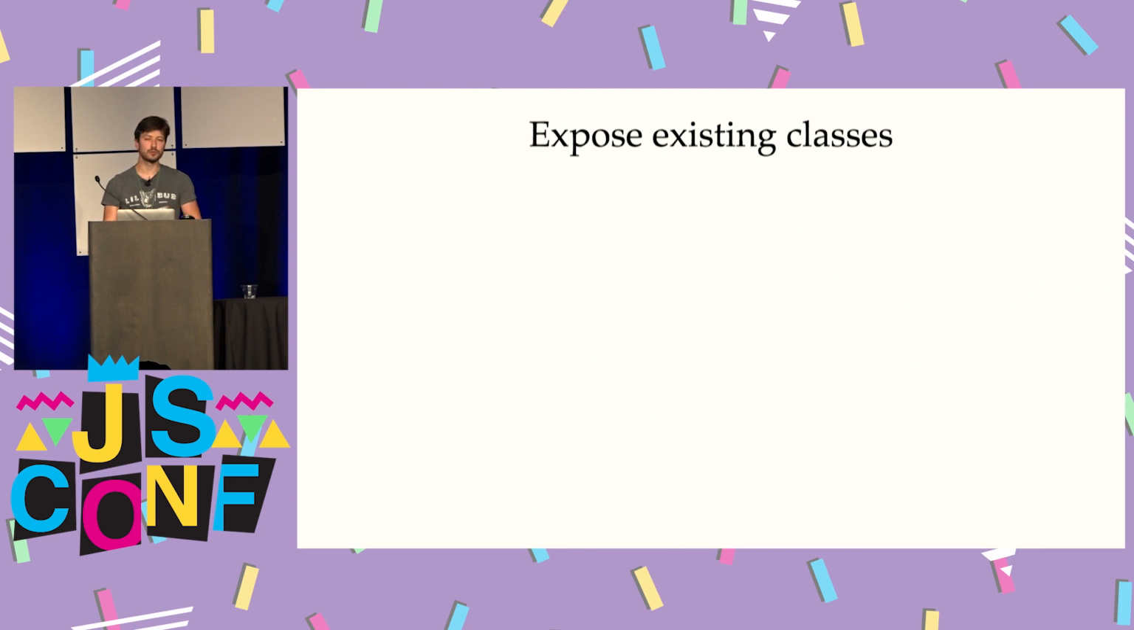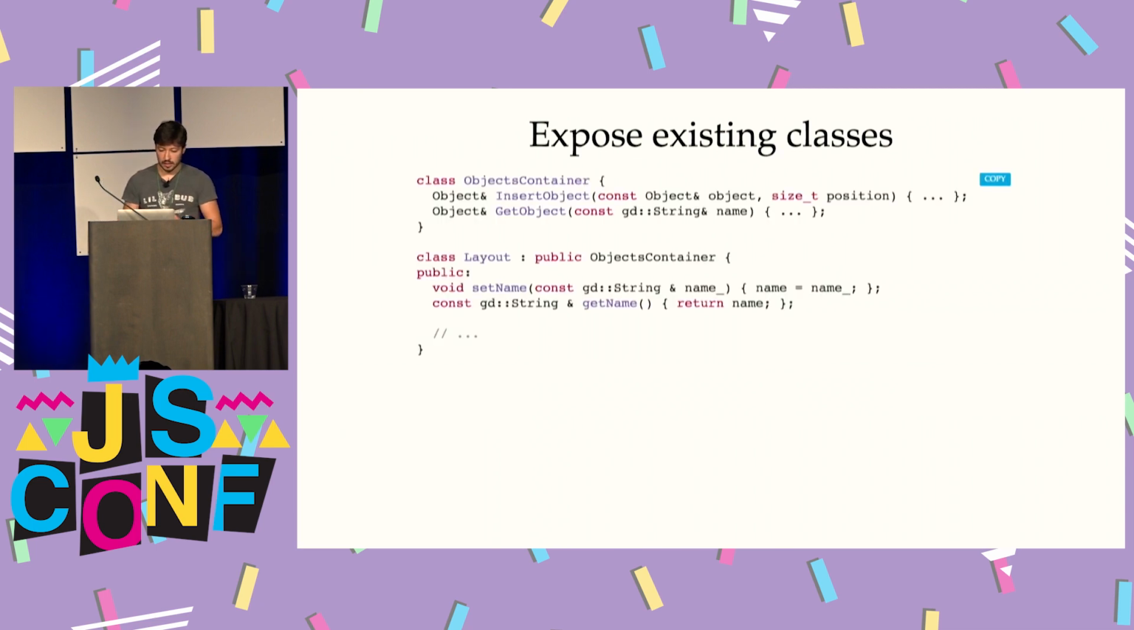And we have to expose the existing classes in C++ so that we can use them in JavaScript. So let's take an example. For example, we have a class that is an objects container. Think of it as the list of objects that you've seen. So you can have objects and get some objects inside. And then we can have a layout. It's a bit like a level in a game, which is inheriting from objects container. So it can have a list of objects. And there are additional methods like setName, getName to change the name of the level.